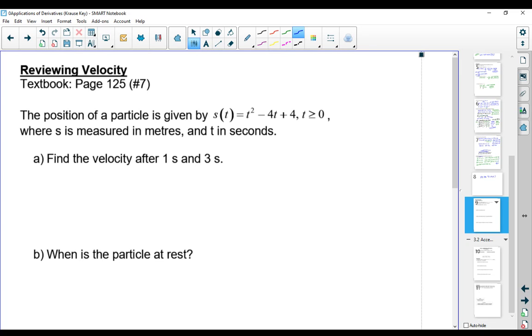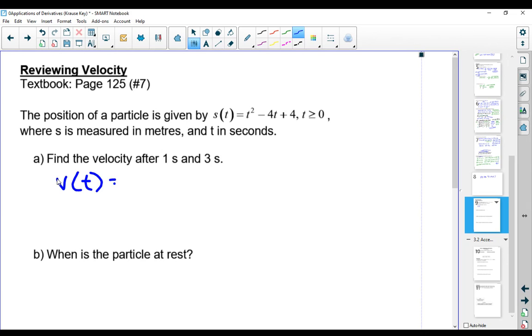So this is the exact question out of the textbook. You were given a formula, and then you were asked first to find the velocity after 1 second and 3 seconds. Well, if we're given a position graph and we're asked to find velocity, that means the first thing we've got to do is take the derivative.